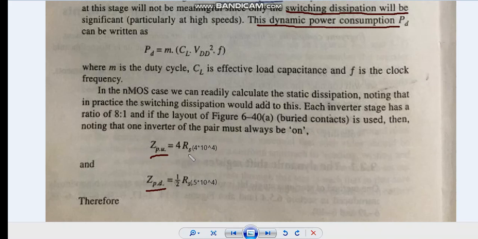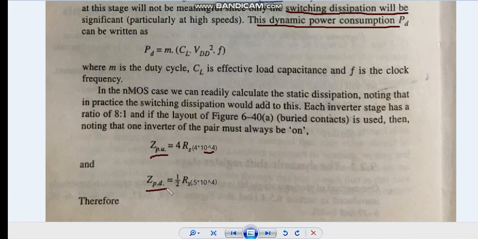What is the RS here? In the second module we already came across the sheet resistance calculations, what sheet resistance is. For a pull up it is 4:1, hence 4 into RS. So what is the RS value? RS value is 10 raised to 4. I have already mentioned the RS value here.